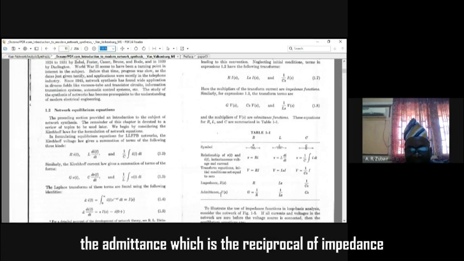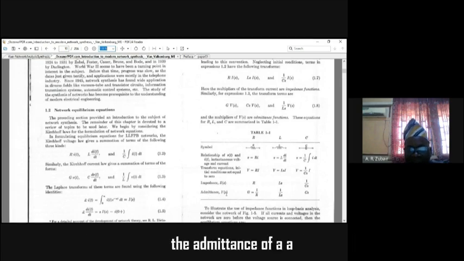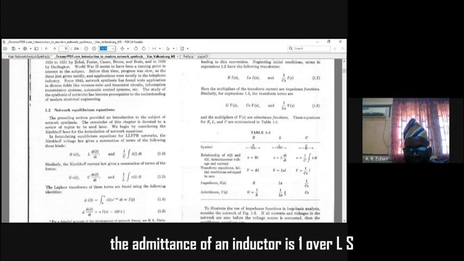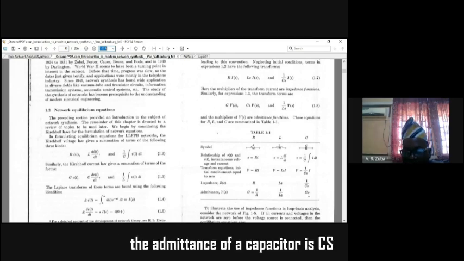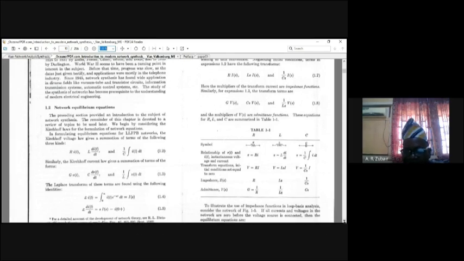The admittance, which is the reciprocal of impedance: the admittance of a resistor is G, which is 1 over R. The admittance of an inductor is 1 over Ls. The admittance of a capacitor is Cs.